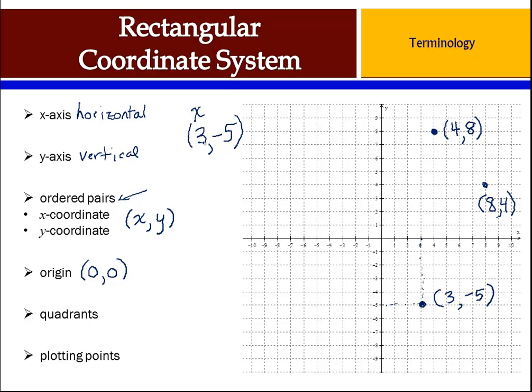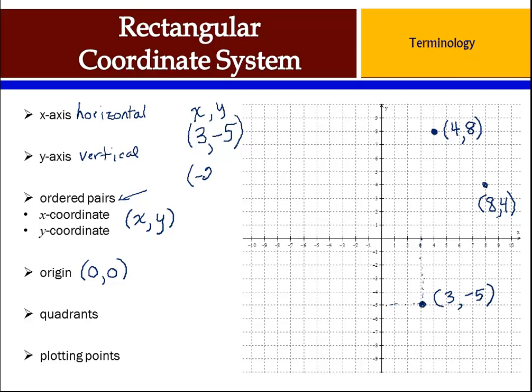So the first coordinate tells you which way to move along the x-axis, left or right. Right if it's positive, left if it's negative. The second, or y-coordinate, tells you which way to move along the y direction, up if it's positive, down if it's negative. So these are going to be always x, y.